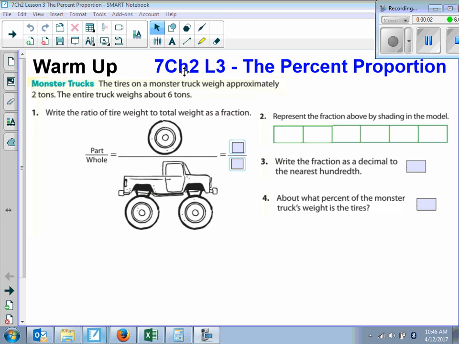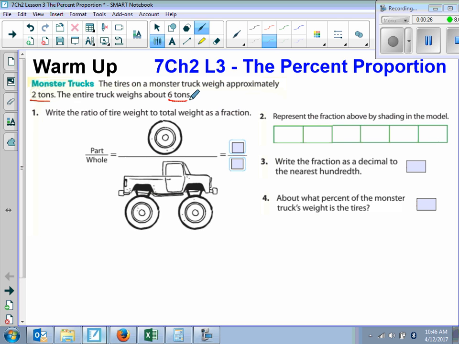All right, so Chapter 2, Lesson 3 is the percent proportion. Here it says, the tires on a monster truck weigh approximately 2 tons. The entire truck weighs about 6 tons. We want to write the ratio of the tire weight to the total weight as a fraction. So here we're looking at the tire weight, which is 2 tons, and the total weight of the truck, which is 6 tons. So the tire weight would be the part of the weight, and then the whole weight would be the whole truck. Does everybody understand that?